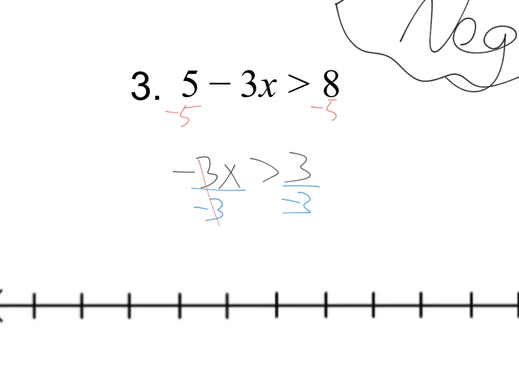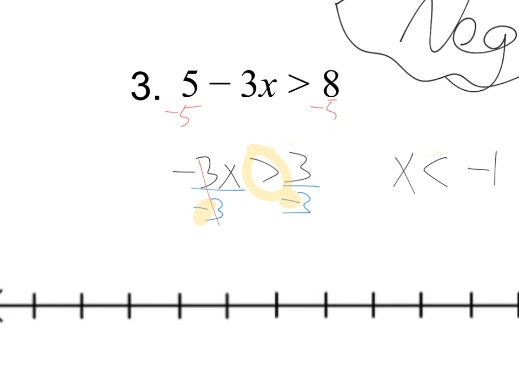So those guys cancel, which is what we want. So I have just plain old x. Then on the other side, I'd have a -1. Now here's where we have to be careful. Because we're dividing by a negative, this symbol is going to have to reverse. So it's going to have to flip around. If you ever divide by a negative, that symbol has to flip around. All right, so now I've got x is less than -1.